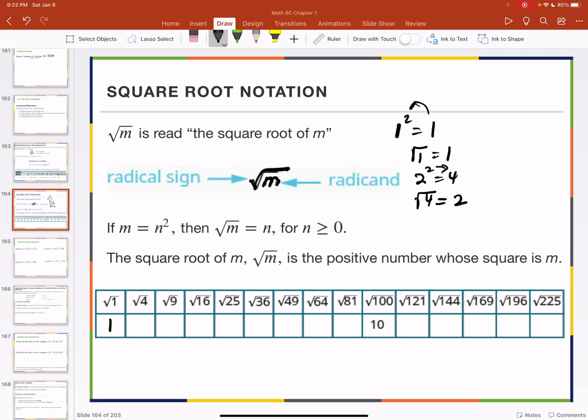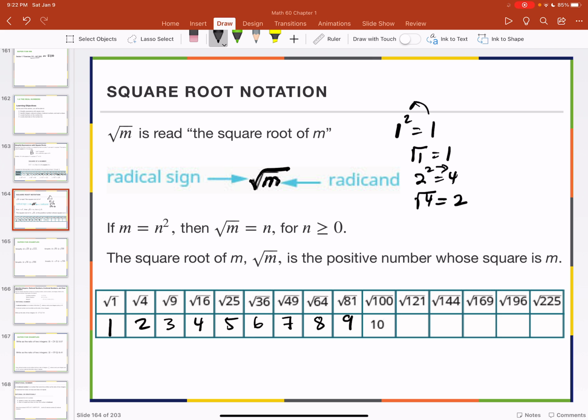So square root of 1 is 1. So basically, what number times itself is equal to that radicand? So square root of 4 would be 2. Square root of 9 would be 3. So notice these are the same numbers that we just filled out, right? So this would be 4, 5. So these are common square roots, right?